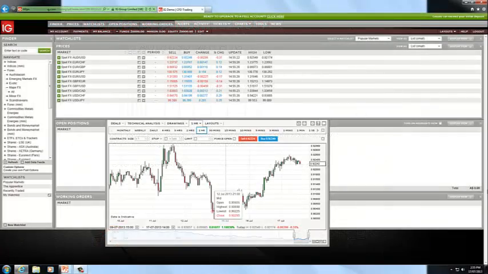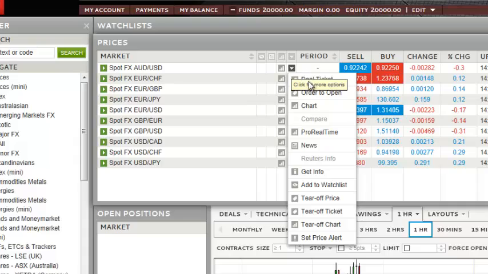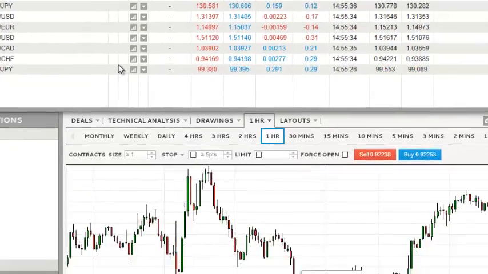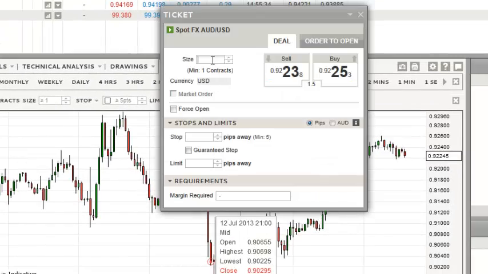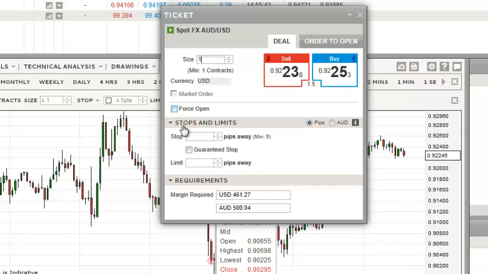Should you decide to sell the Australian dollar versus the US dollar at the current level, which is 0.9224, you'd then open a dealing ticket from our platform, which would then prompt you to enter the size of the contract you wish to execute. It would then ask you to put in a stop loss, which prevents you from losing too much from the position should it move in the opposite direction.